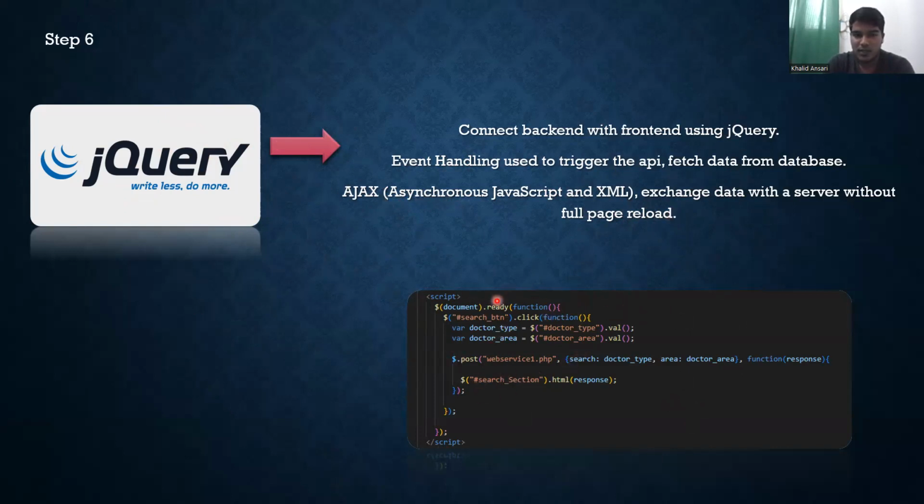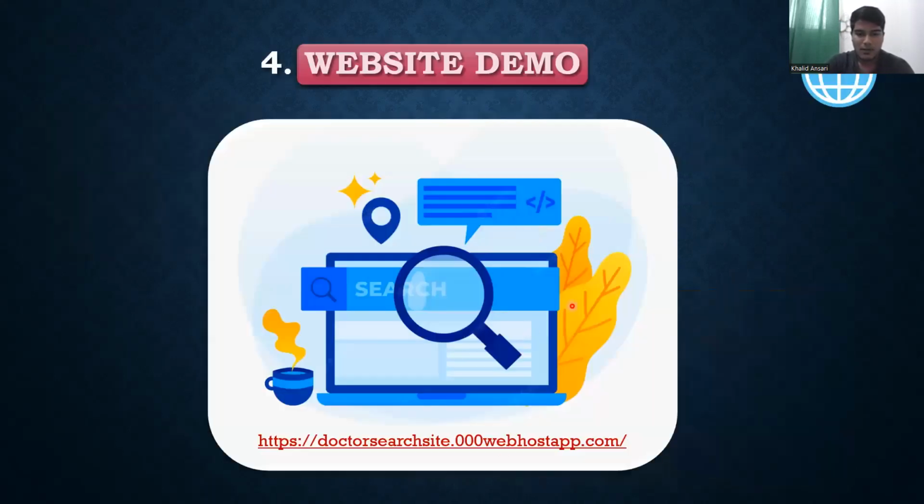And this is the jQuery code. Basically, what it does is, this is the document ready. If it is ready, then if the search button is clicked on the web page, the doctor type and doctor area which were entered will be stored in variables, and then we post them to the web service page, and it generates some response. If some search section is already there, it replaces it with this response. So this is jQuery. Now I'll show you the demo.